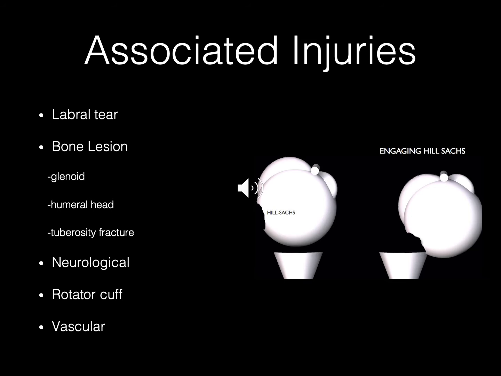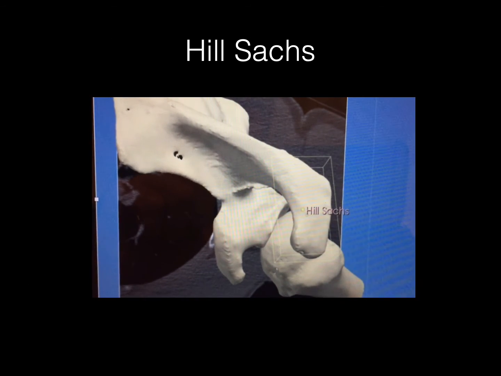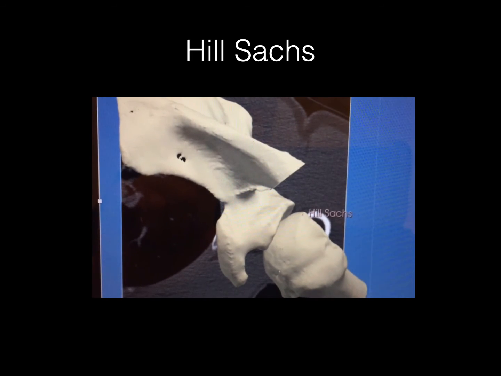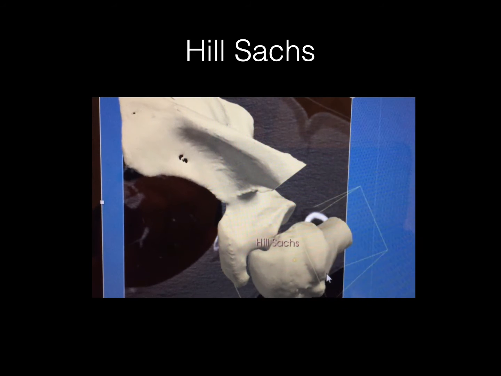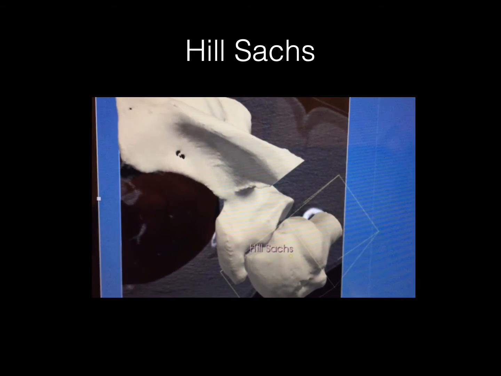The size and position of the Hill-Sachs lesion has a major impact on the rate of recurrent instability. And in this animation, we can clearly see the effect of the Hill-Sachs lesion as we externally rotate the proximal humerus. When it reaches a critical point, it engages and dislocates.